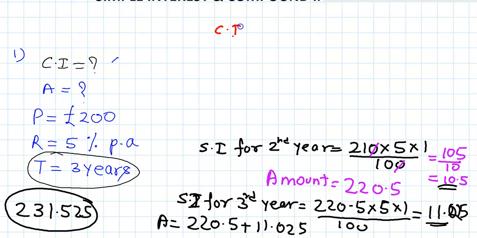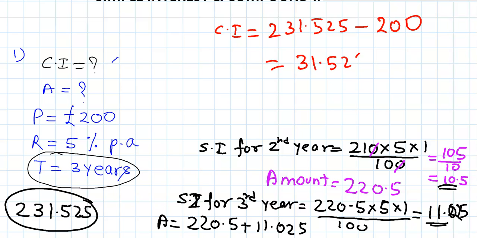It is a long question. For compound interest, your total amount was 231.525. And how much had you deposited earlier? 200. How much extra are you getting? 31.525. In the previous question, when we did simple interest, how much was the simple interest? 30. And how much are we getting here? 31 point something. Interest on interest.